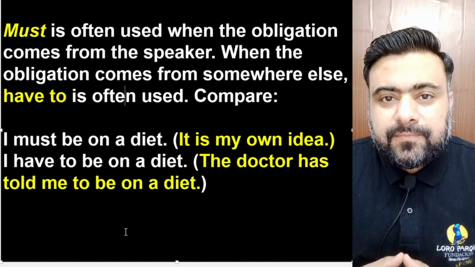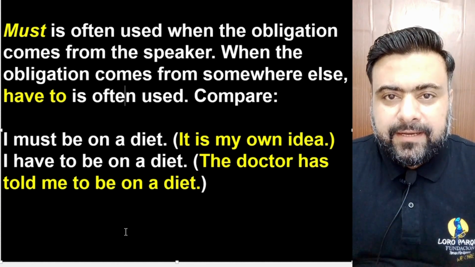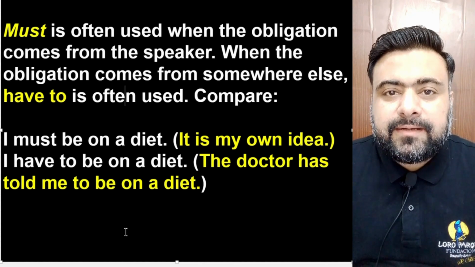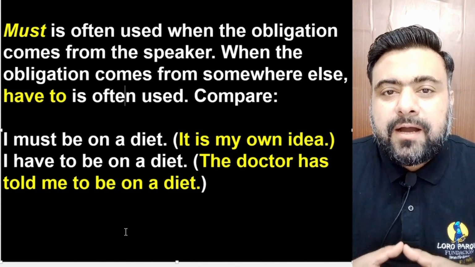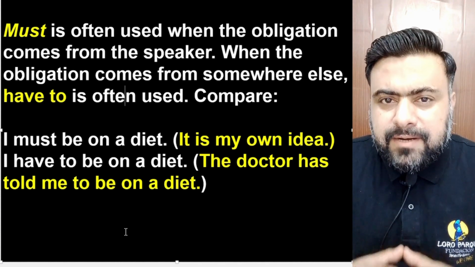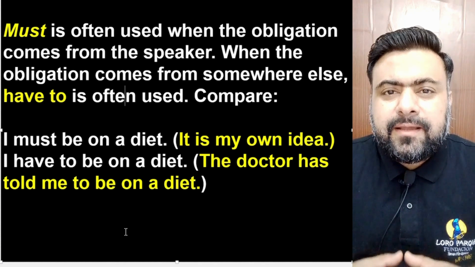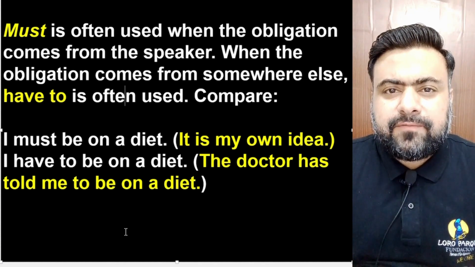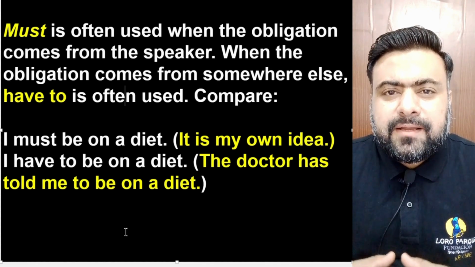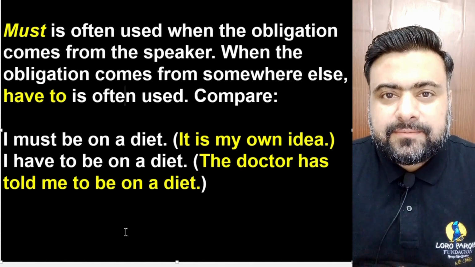For example, if I say, I must be on a diet, it means it is my idea that I have to be on a diet. It is my idea that I should be on a diet. So I should say this obligation comes from me. So I should say, I must be on a diet. But if I say I have to be on a diet, it means the obligation is not coming from me. It is coming from somebody else. For example, a doctor. A doctor has said that I have to be on a diet.